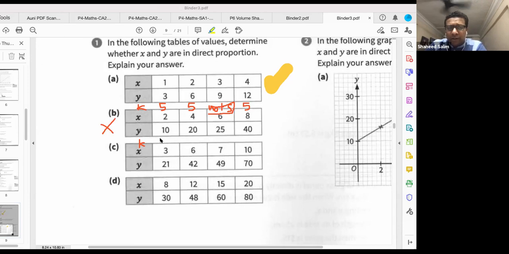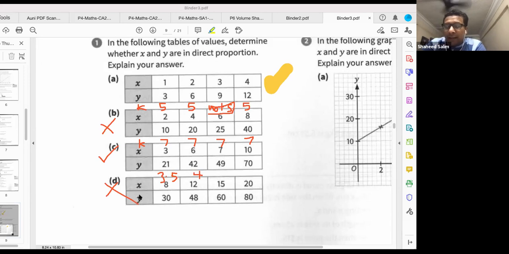For C, you write k down here, same thing. 21 divided by 3, 7. 42 divided by 6, 7. 49 divided by 7, 7. 70 divided by 10, 7. This is directly proportional. This one, 24 divided by 8, 3. 30 divided by 8, 3.5. 48 divided by 12, 4. Once it differs, it's not directly proportional.